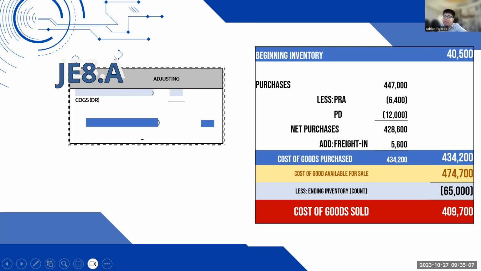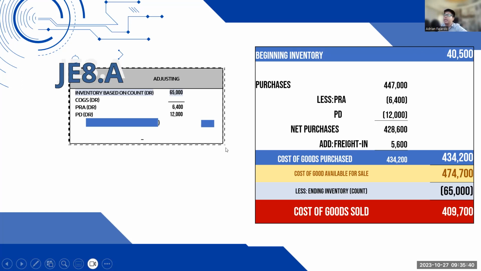Ito yung malaking journal entry na we do for periodic. Sa periodic lang to. You will have inventory based on the count, which is basically your ending inventory at 65,000. So ito, debit. You will have your PRA na debit. You will have your purchase discount na debit because you're technically zeroing them out, right? Zero out lang natin lahat.